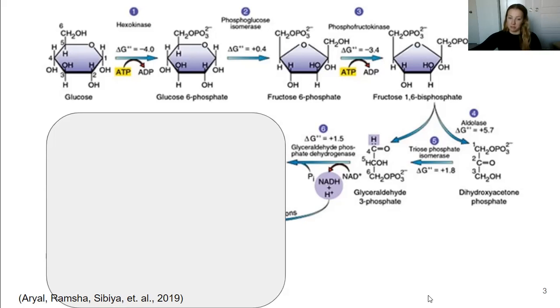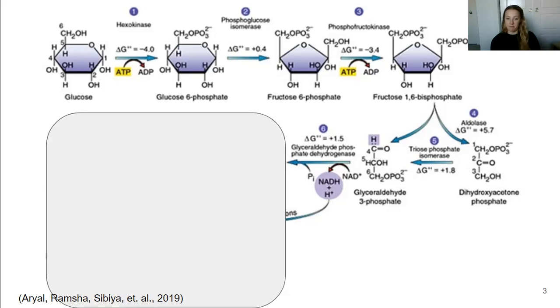One is called glyceraldehyde 3-phosphate, and the other is dihydroxyacetone phosphate. Moving on to step 5, the enzyme triose isomerase rapidly interconverts the 2 isomer sugars, dihydroxyacetone phosphate and glyceraldehyde 3-phosphate.